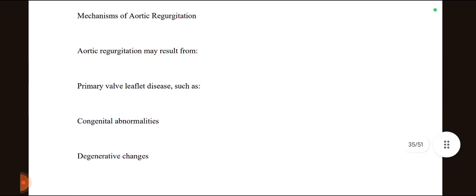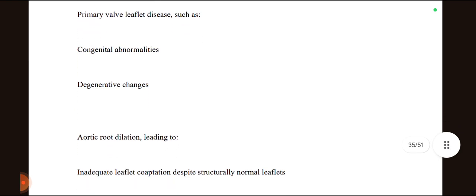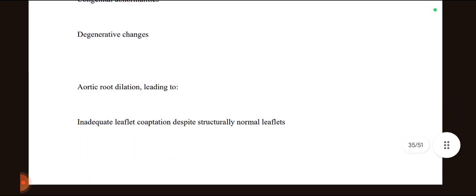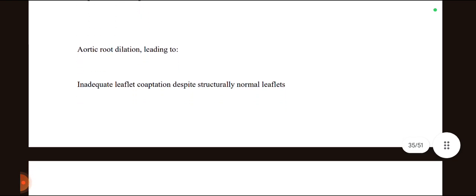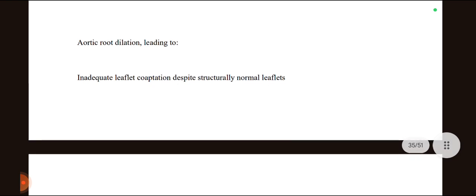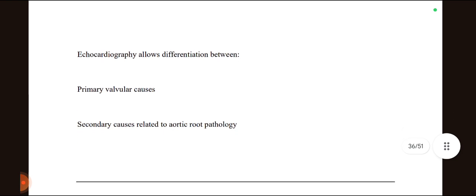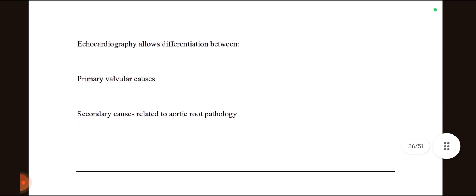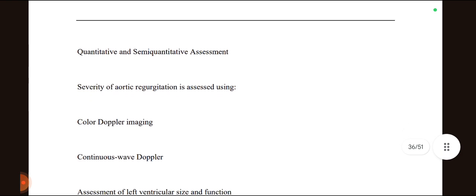This may result from primary valve leaflet disease such as congenital abnormalities or degenerative changes. Aortic root dilatation can also lead to this, which will lead to inadequate leaflet coaptation despite structurally normal leaflets. Aorta ही dilate कर गई है. So जो valves हैं that they won't be able to oppose. So echocardiography allows differentiation between primary valvular causes and secondary causes related to aortic root pathology.